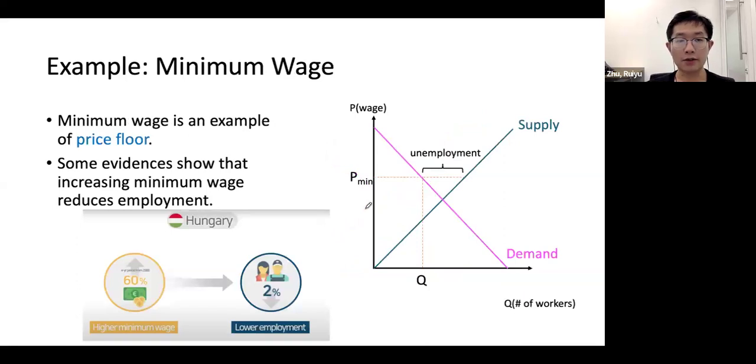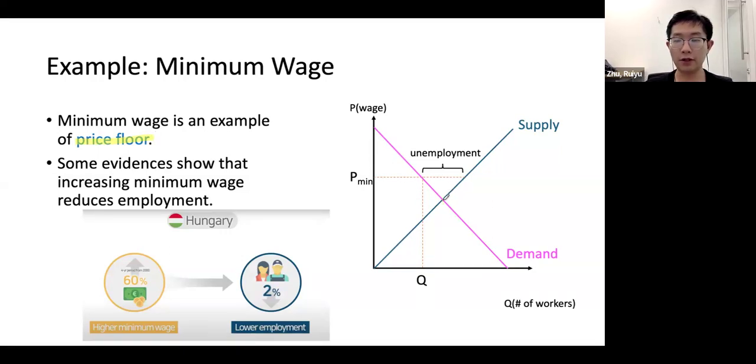Another example here is the minimum wage. The minimum wage can be regarded as an example of a price floor, right? Because that's equivalent to setting a minimum price. You cannot give any price lower than this level. So that's a floor, right?